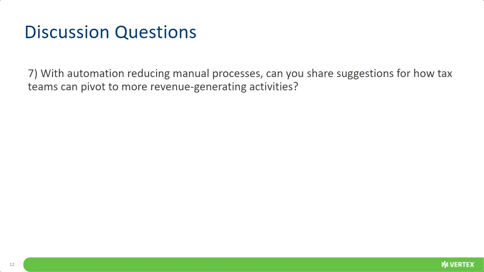So with automation and reducing manual processes, can you share suggestions for how tax teams can pivot to more revenue generating activities they'll be freed up to do? Any thoughts on that?